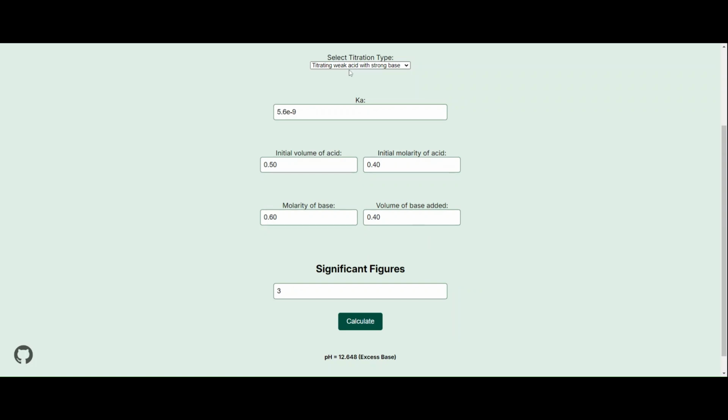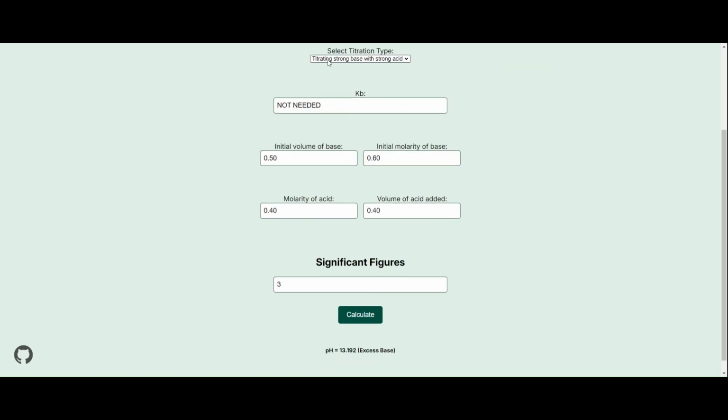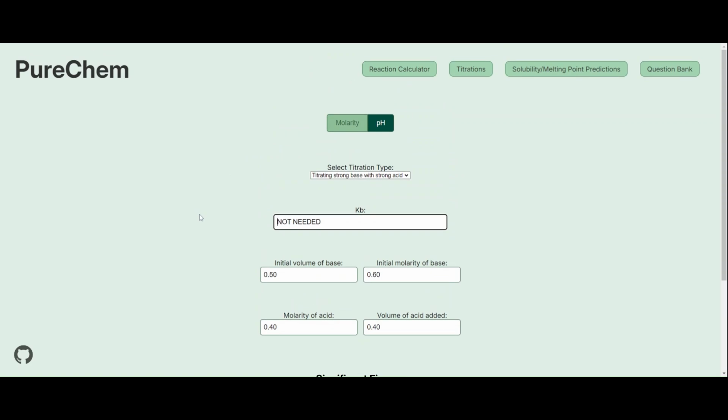We can also do a similar thing with weak base with strong acid. But let's look at titrating a strong base with strong acid, which will be similar to titrating strong acid with strong base. Since we still have the same values, we can just press calculate again. And we also get the value that we wanted to see. So this is extremely similar to the other drop downs. And that's pretty much it for the pH calculator.